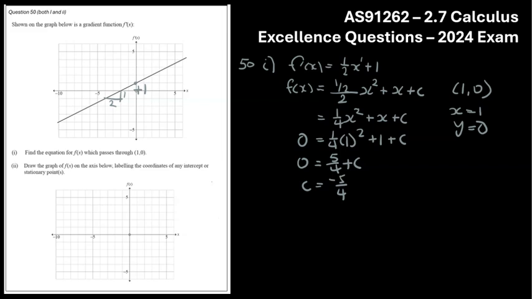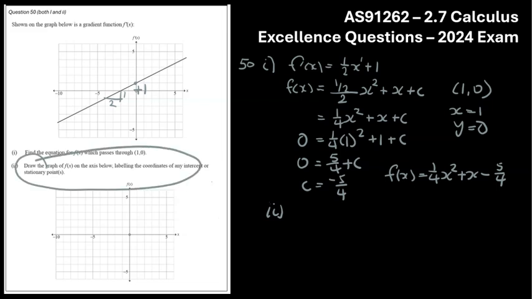Once I've got that, I can now state my full function. So f(x) is going to be equal to 1/4 x squared plus x minus 5/4. I can now start thinking about part i, which is my next part over here. I've basically been asked to draw that function, including any intercepts and stationary points.